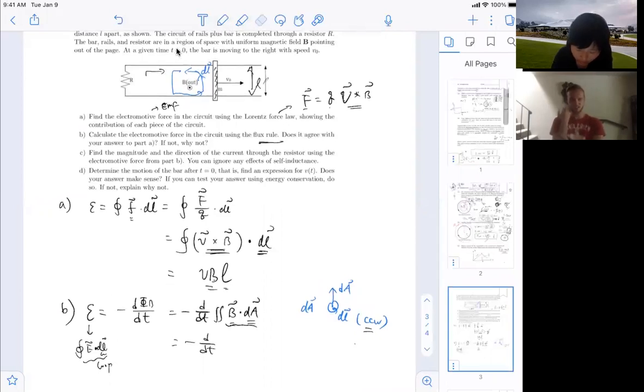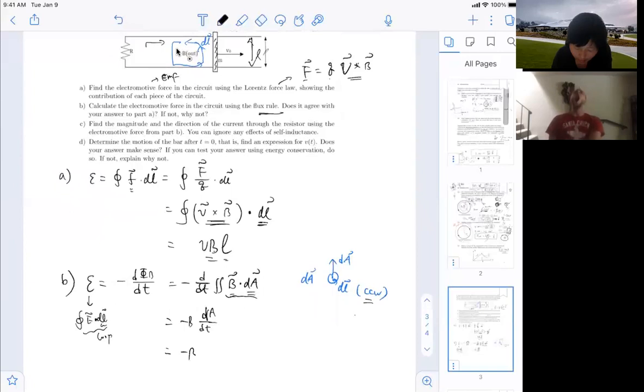So I'm going to take B outside of the integral. The area dt: your area is length times height. Height is L, and your length you can call x, so dx dt. What does this give you? It gives you the velocity of the bar. Does that make sense? Absolutely. So that's negative BLV.